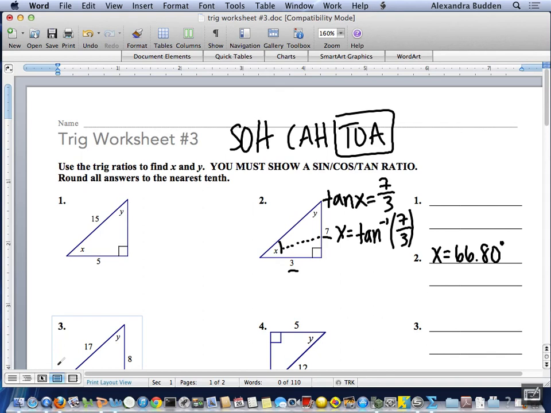Okay, now my setup for y. I'm going to use the fact that all three angles add up to 180. If you set up a different ratio for y, that's also perfectly fine. So I have 66.8, add 90, add y is equal to 180. So I get 156.8, add y is equal to 180. If I take 180 and subtract 156.8, I get 23.2. So y is equal to 23.2 degrees.